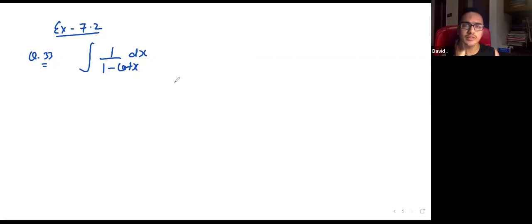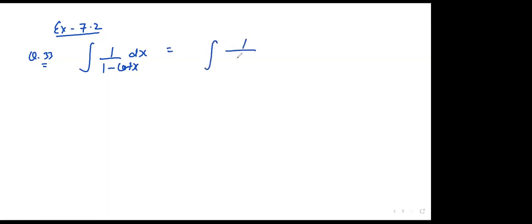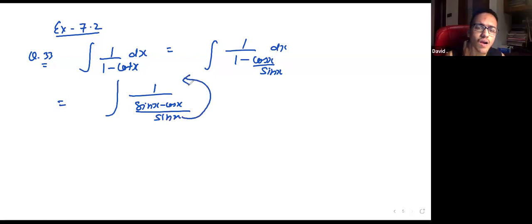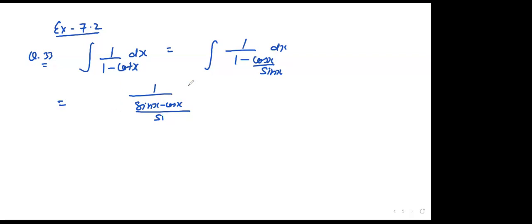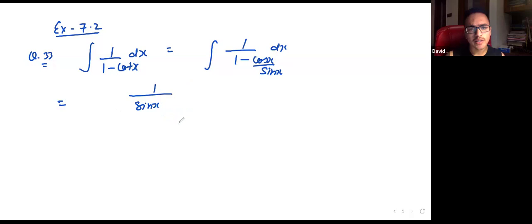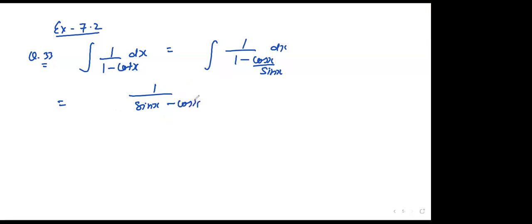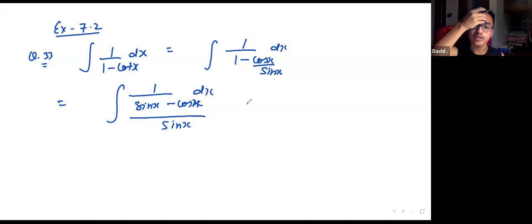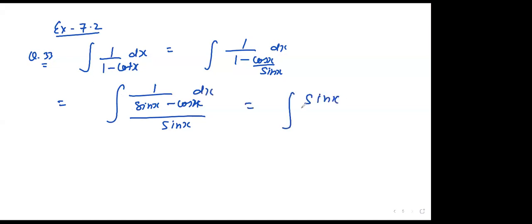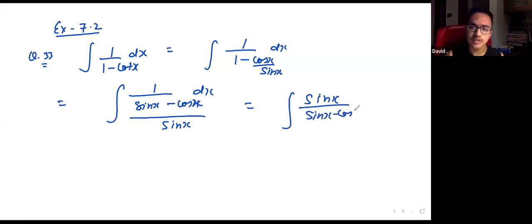So first thing we will do, 1 over 1 minus cos x over sine x dx. And take the LCM. So then this will be 1 over sine x minus cos x over sine x. Can we send this sine x to the numerator, because it will be reciprocal? Yes, sir, you can. So this will be sine x over sine x minus cos x. Now tell me the next step.